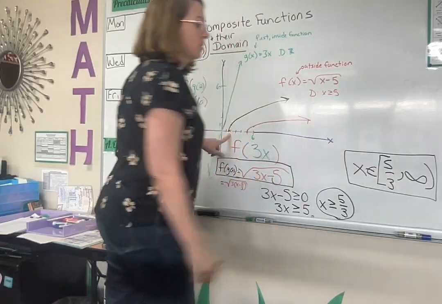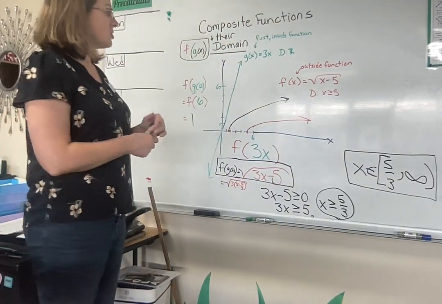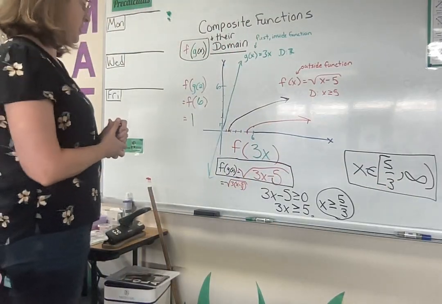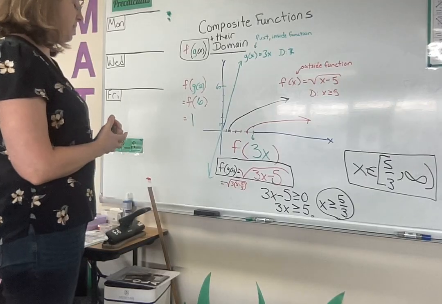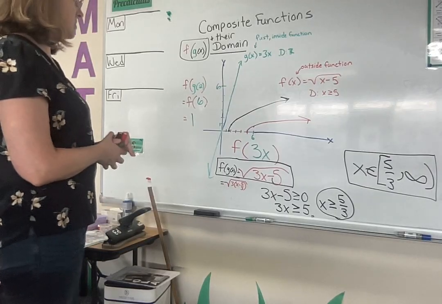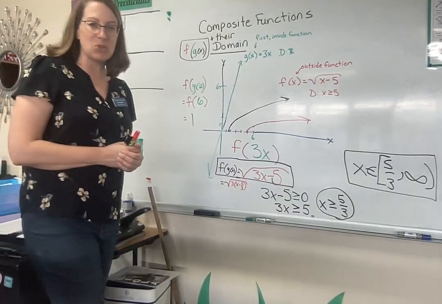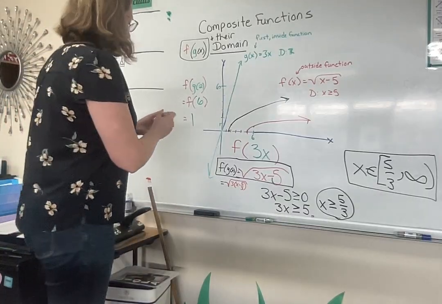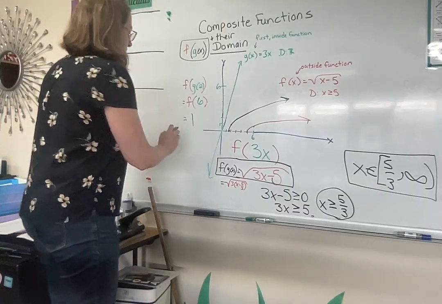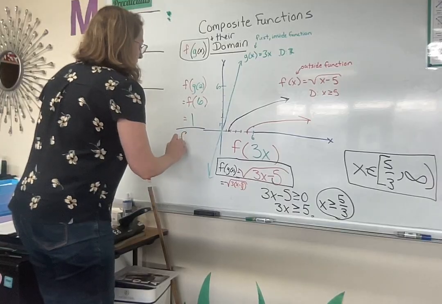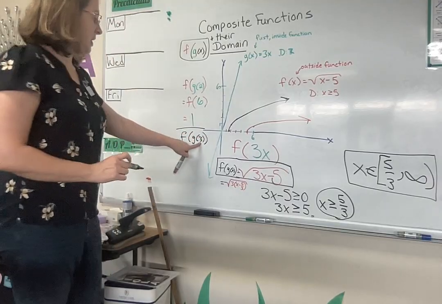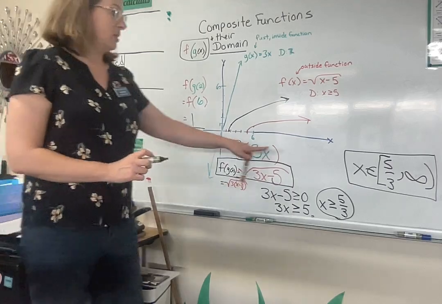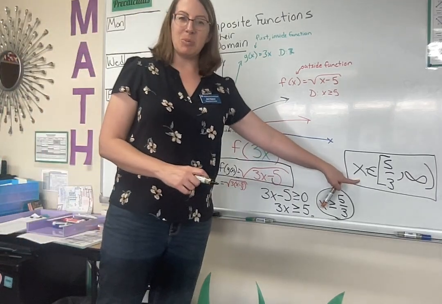So let's go ahead and play around with one more thing here. Let's figure out what f of g of 3 is. I'm going to do it the long way and I'm going to do it the short way. So we're now going to figure out what f of g of 3 is. First of all, is 3 in the domain of the composition? It is, so I should be able to do this.